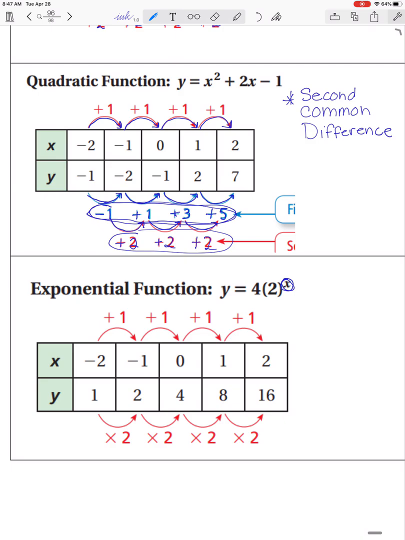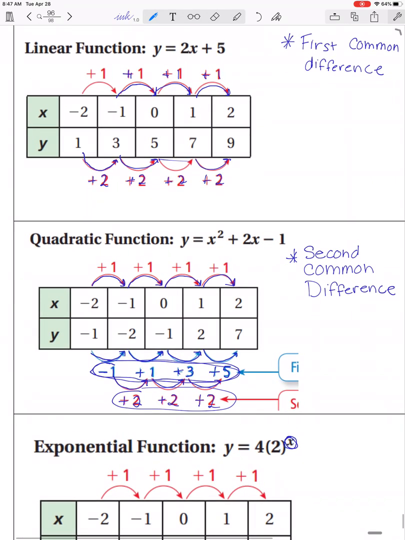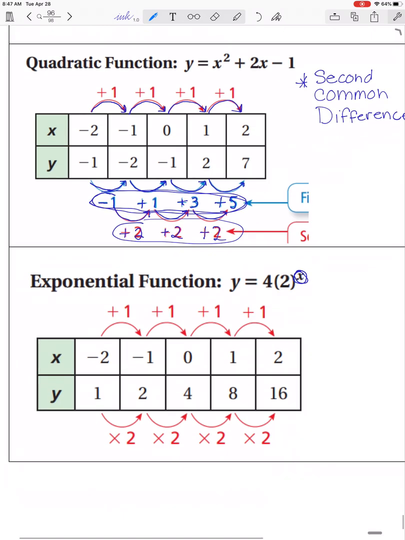Do you notice that it's going up really fast? Look at this. We already went from 1 to 16 just from -2 to 2. That right there should be a hint to you that that is exponential. Whereas if we take a look at the linear function, it's not really going up really, really fast. It's just going up, little by little. Here, we're not going up little by little because look, we went from 8 to 16.